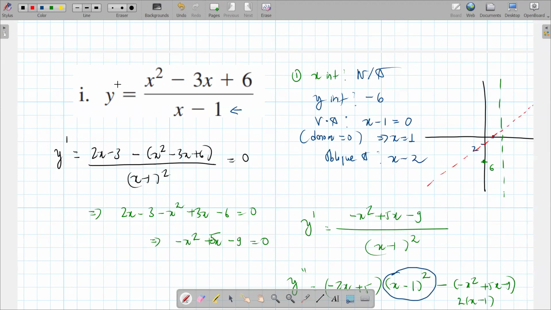Let me just double check something, because in a graph like this, there's only two possibilities usually. Either you get something like this, which doesn't make sense for us. Why? Because if it looked like that, there should have been an x-intercept. But we don't have an x-intercept, so it definitely doesn't look like that.